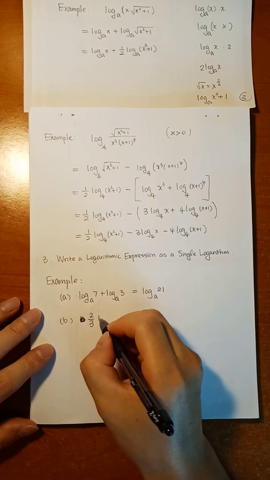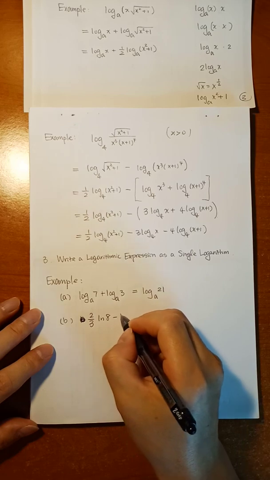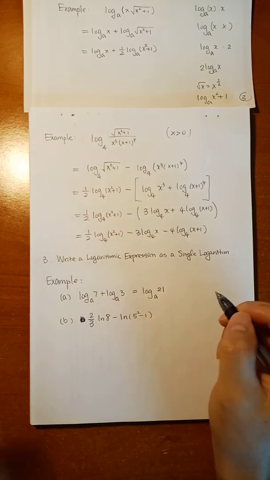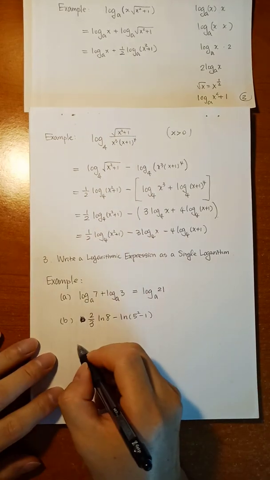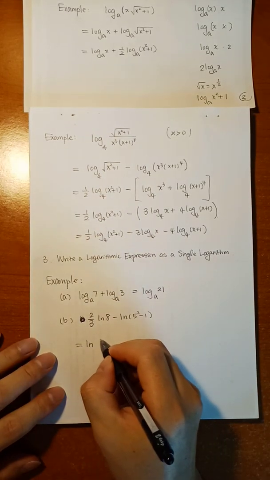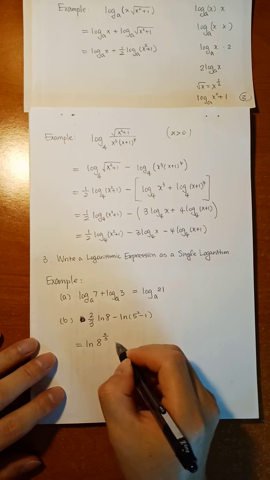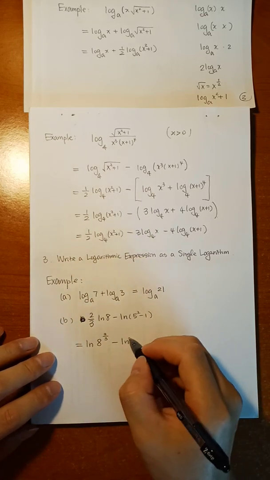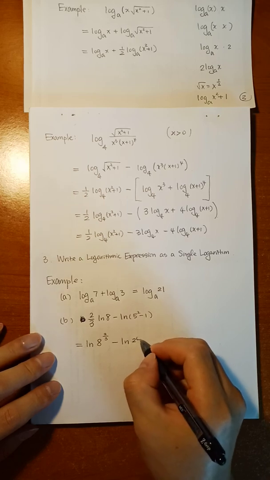Next, 2/3 log 8 minus log 5 squared minus 1. Okay, so let's do it step by step. So it's log 8 to the power 2/3 minus log of 5 squared, which is 25, minus 1, which is 24.